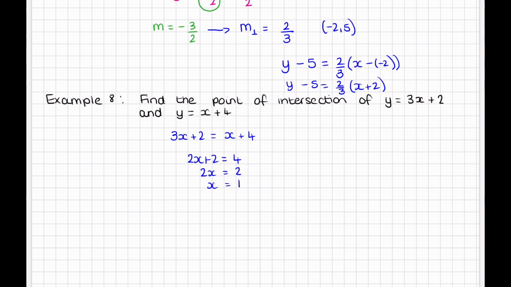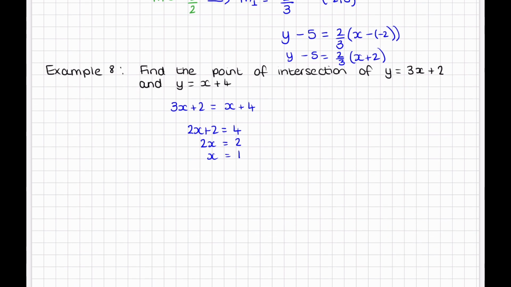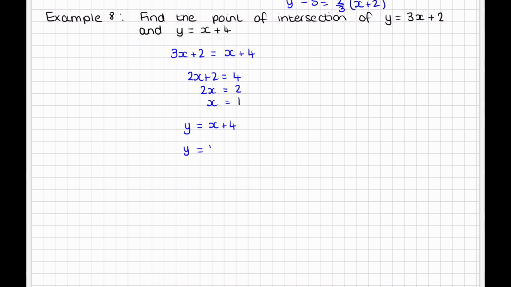So we know x equals 1, that's the point of the intersection, but we also have to find the y value. So we can just sub x equals 1 into either of the original equations. So y would equal 1 plus 4, which equals 5. So the point of intersection would be when x is 1 and y is 5.